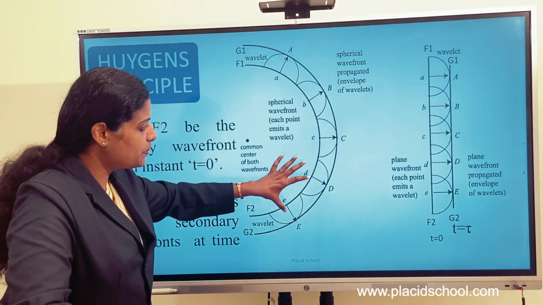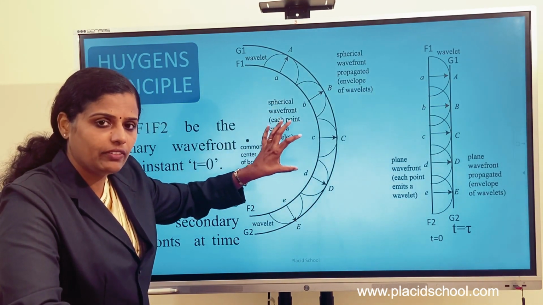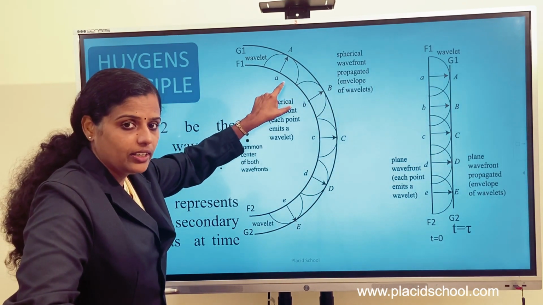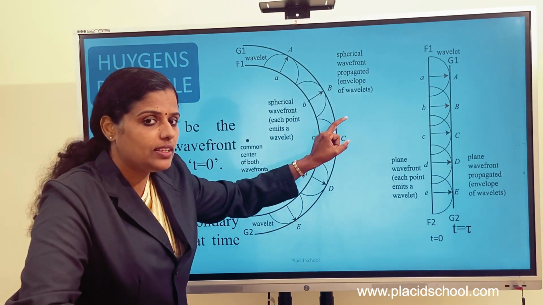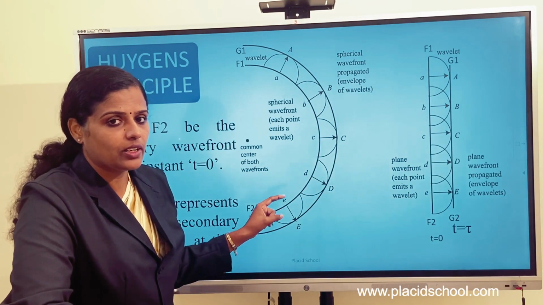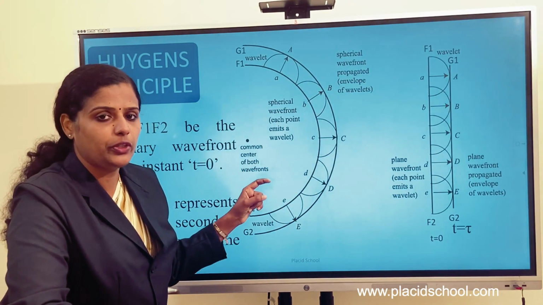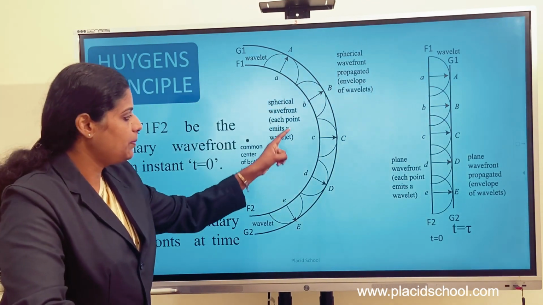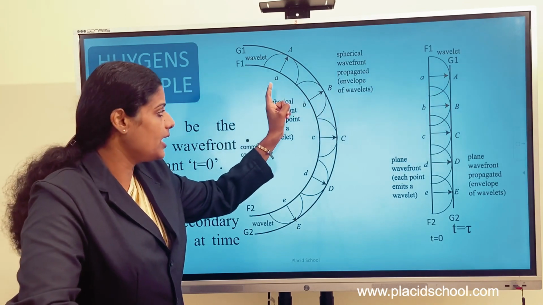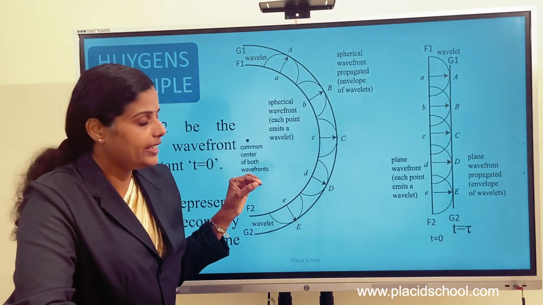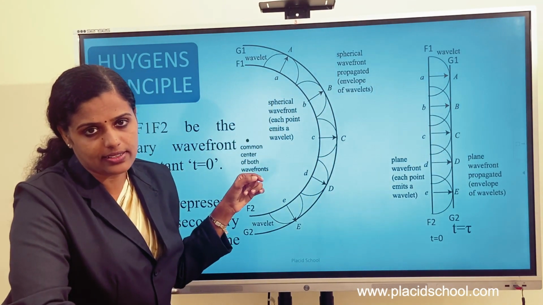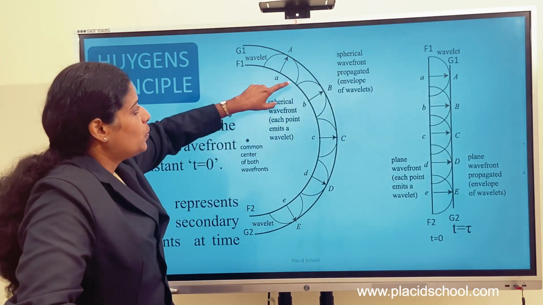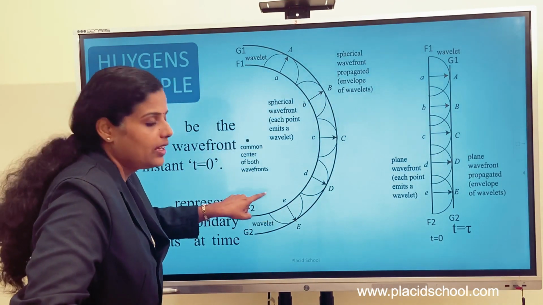Then every point on this wavefront acts as a source of secondary wavelets according to Huygens' principle. Therefore, we draw circles of radii v into t, where v is the velocity with which the wave travels and t is the time. We know speed is equal to distance by time. So distance is equal to speed into time. Here velocity is v and time is t. Therefore, distance is v into t. Therefore, A, B, C, D, E are the centers, and with radii v into t we draw circles. So one circle is here, another is here, another is here, and similarly up to here.